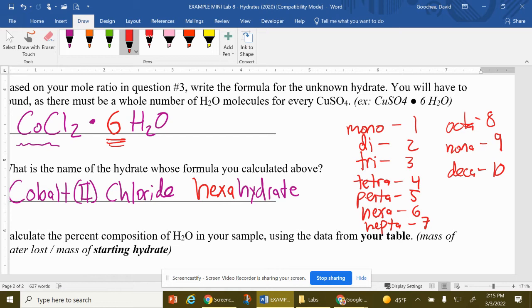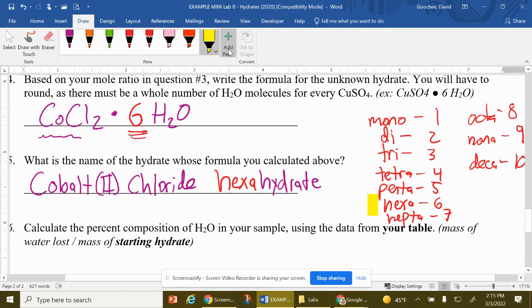So hopefully this is your answer. If my calculations were that this was CoCl2 with 5 H2O, then it would be cobalt 2 chloride pentahydrate. If there were only 4 H2Os, then it would be cobalt 2 chloride tetrahydrate. But since I got 6, it's cobalt 2 chloride hexahydrate. That's what my answer is. This is what this compound is called.